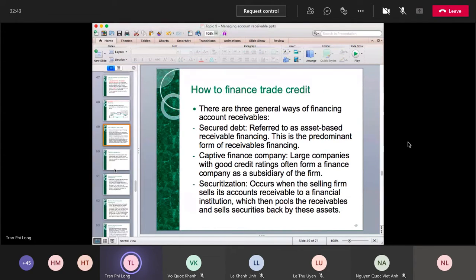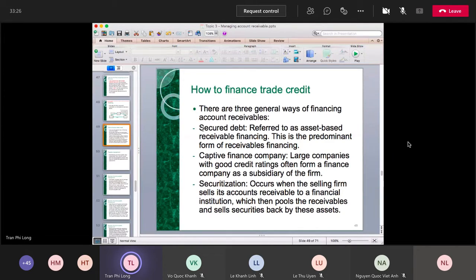And if you remember, in the first part of this topic, I told you that if you provide trade credit to the customer, it means that you have to find some source of finance for the account receivable. So basically this slide shows you three ways to finance the account receivable. The first way is to use secured debt.